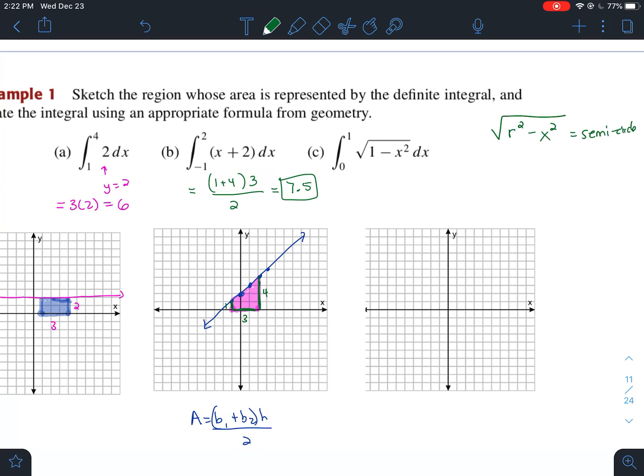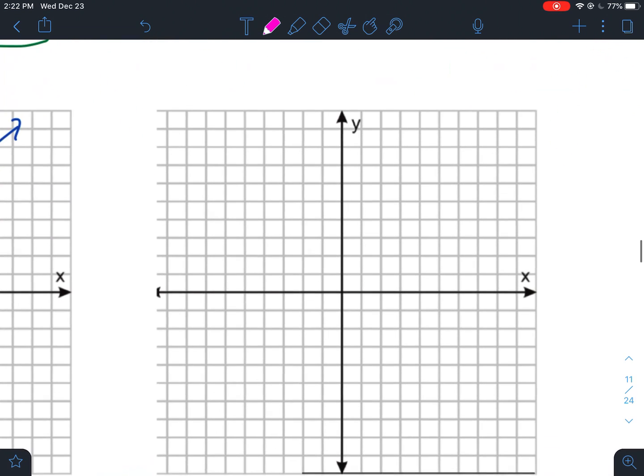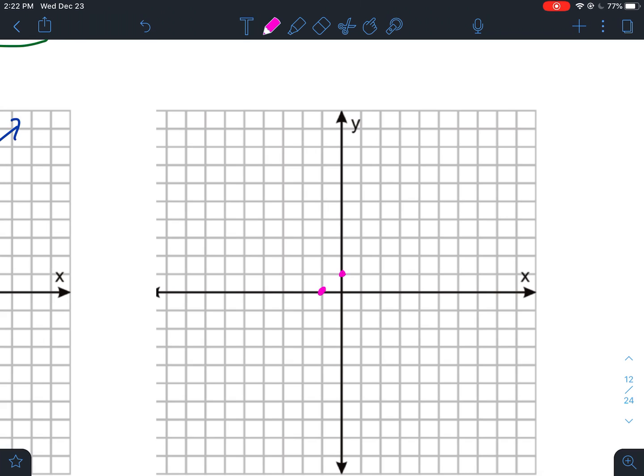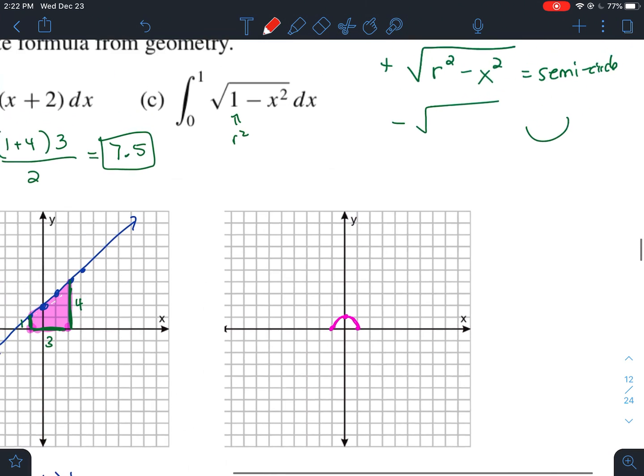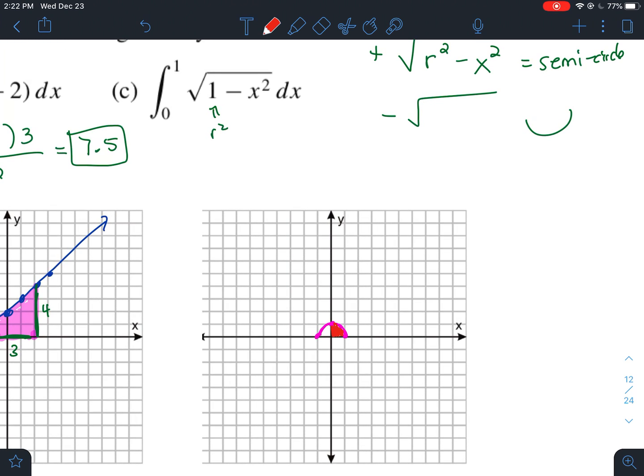All right, the next one, if you remember from last class, when you have the square root of r squared minus x squared, this ends up being a semicircle. And since it's the positive, it's going to be the upper semicircle. If it was negative, it'd be the lower semicircle. So this is a semicircle. The radius squared is 1, so the radius is going to be 1. So I'm going to blow this up. So I have a semicircle of radius 1, so it's going to be this guy right here.